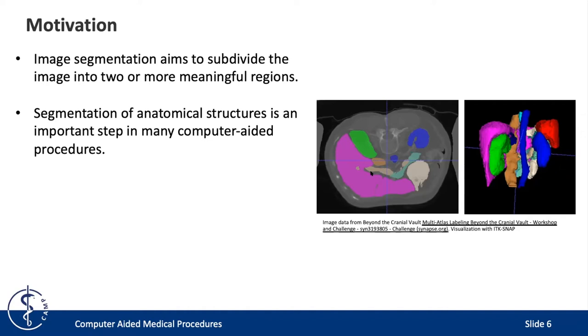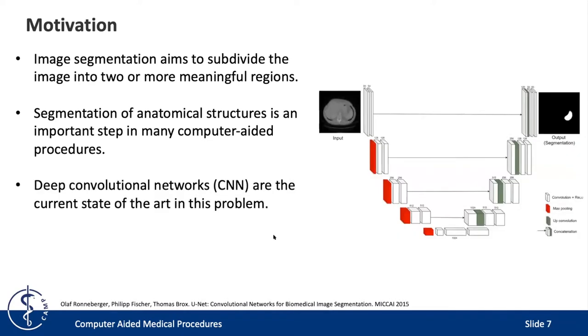And of course, currently, as happens with many tasks, deep convolutional neural networks are leading the state of the art in segmentation problems. We have here, for example, the U-Net proposed by Olaf. This is a very popular architecture for medical image segmentation. It has this U-shaped architecture with some initial encoder steps and one decoder part, with connections that concatenate the features at different resolutions. And currently, these kinds of architectures have shown very nice and promising results in different segmentation tasks.